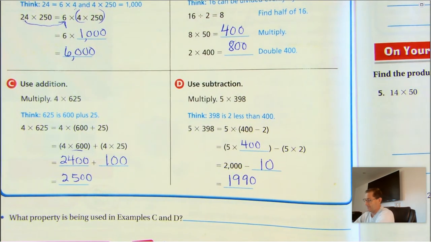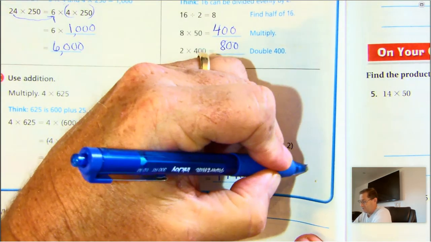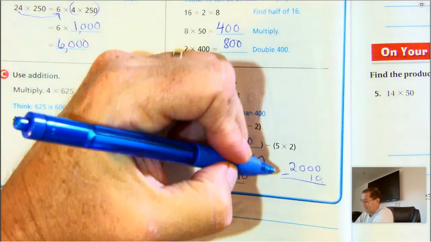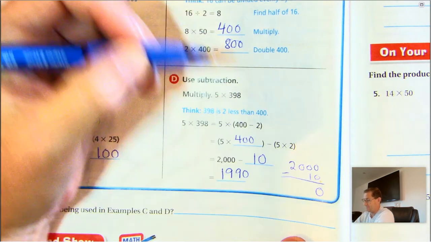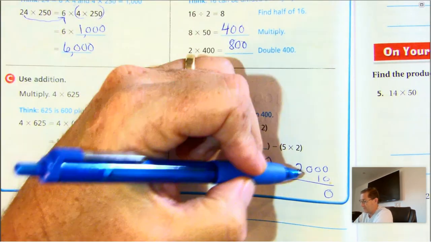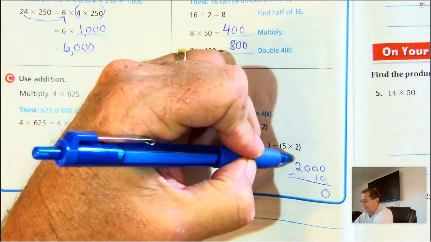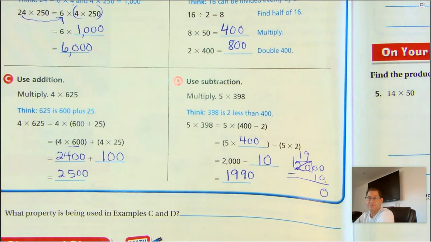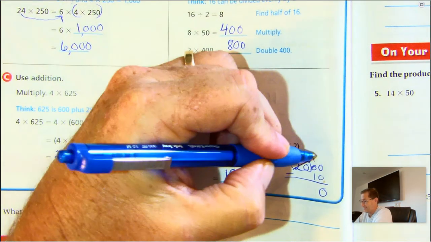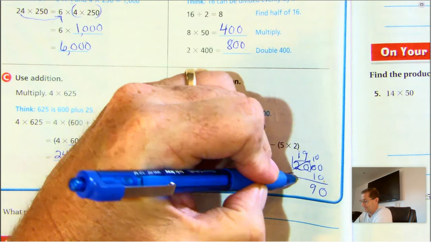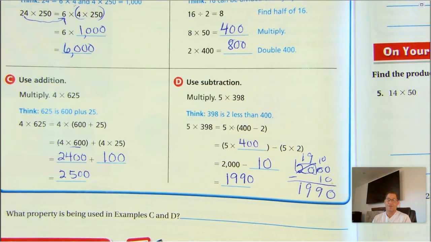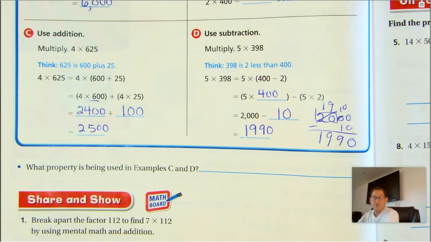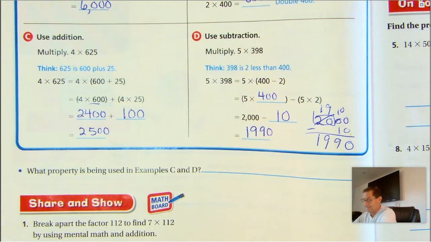Okay. We weren't sure about that. This would be our math, okay? And we know we can take 0 from 0, that's just 0. And then when we get to this one, we can't group that. So we're just going to cross out the 20. We can turn it into a 19 and make that a 10. 1990. All right. So then it says, what property is being used in examples C and D?